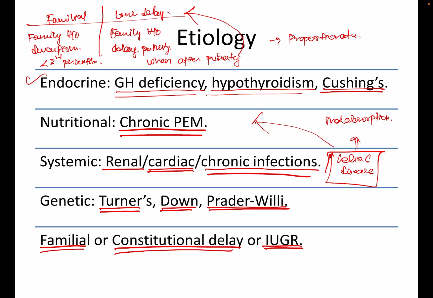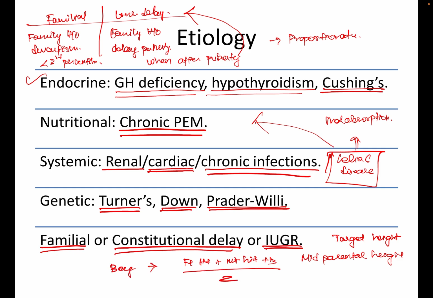So how do we find that? For that we need to know the target height, also called the mid-parental height. For boys, the mid-parental height is father's height plus mother's height plus 13, divided by 2. For girls, it is father's height plus mother's height minus 13, divided by 2. If the child's height is within the target height, then usually this will be familial short stature.